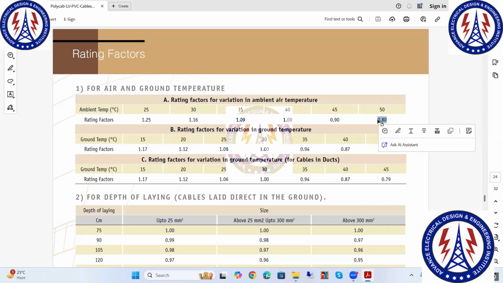So suppose the vendor is telling that my cable can carry 100 ampere. If you are operating your cable at 50 degrees centigrade, you need to multiply 100 by 0.8, meaning your cable will carry only 80 ampere. Correct? Got this? So this is called the ambient. This data is basically required whenever we are sizing the cable.